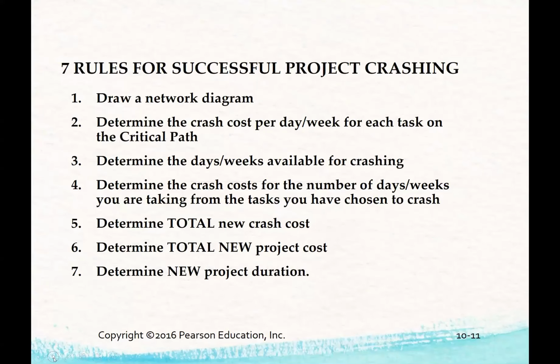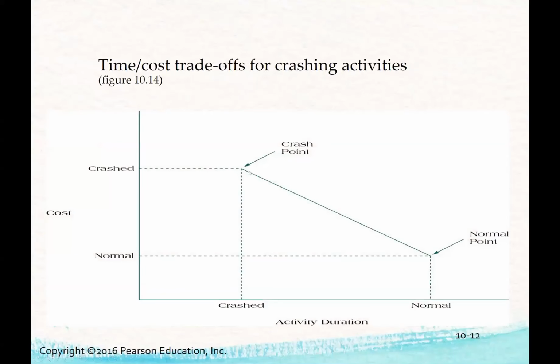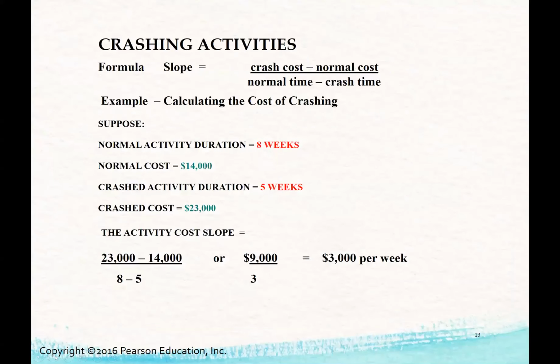So I've said that fairly quickly. You probably want to read this through again a few times, but sometimes it's easier if we just look at the example. So what we're doing is a calculation of crash point to normal point. And what we're doing in the calculation is we're doing what would be the crashed cost. So we're calculating the slope. So it's crashed cost minus normal cost divided by normal duration minus crash duration. And here it is, this formula for the slope: crash cost minus normal cost divided by normal time minus crash time.